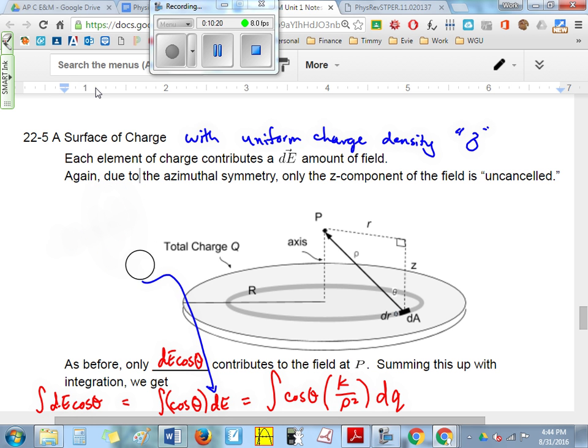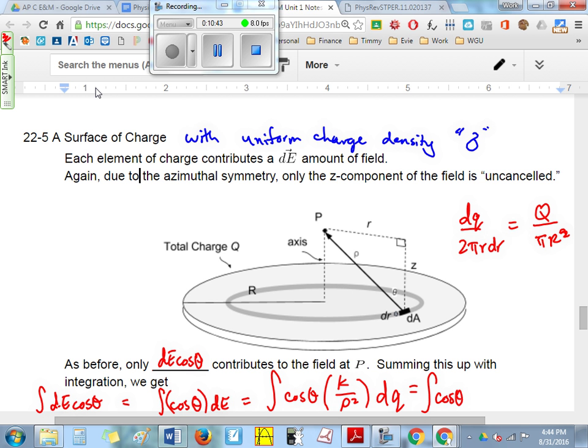You might ask, well, what can I pull out of my integral? Well, we'll talk about that a little bit later. Now, we said earlier that dq over 2 pi r dr is the same as total charge over total area pi r squared. This is going to give us a nice replacement for dq.